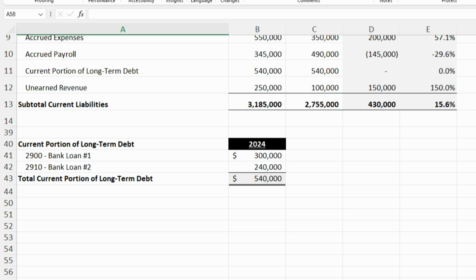Our 4th category is current portion of long-term debt.